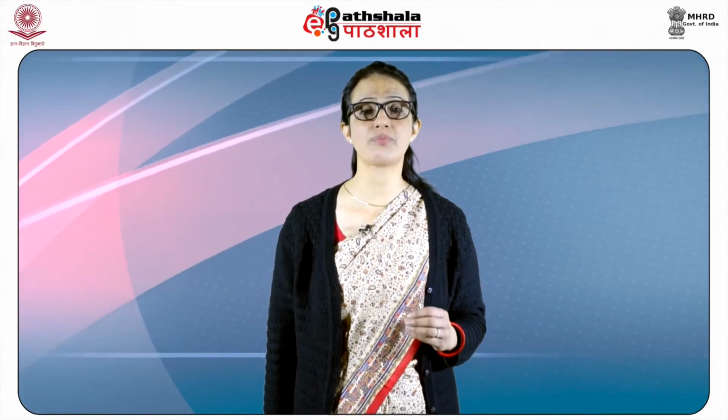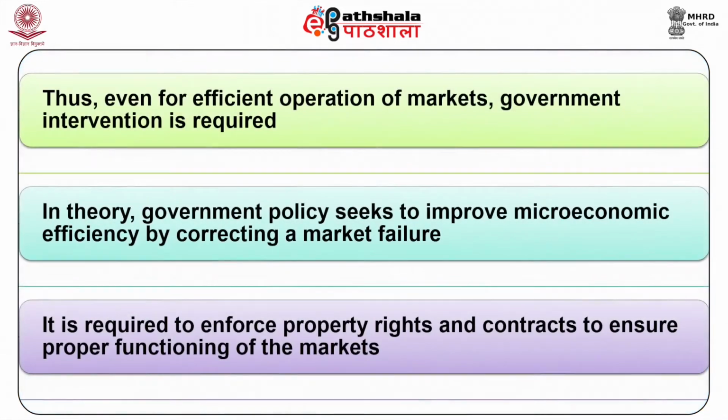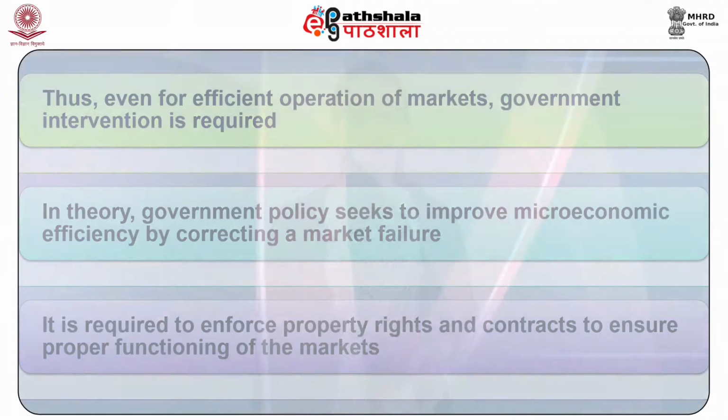Bator in 1958 defined market failure as a failure of a system of price market institutions to stop undesirable activities, where the desirability of an activity is evaluated relative to some explicit economic welfare maximization problem. Thus, even for efficient operation of markets, government intervention is required. In theory, government policy seeks to improve macroeconomic efficiency by correcting a market failure. It is required to enforce property rights and contracts to ensure proper functioning of the markets. Before discussing the role of government in correcting market failure, it is important to understand the conditions under which markets fail to achieve macroeconomic efficiency.